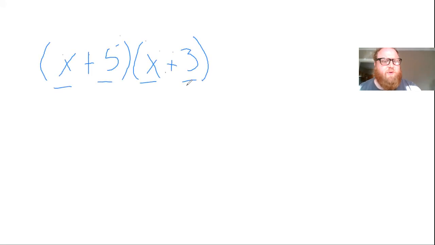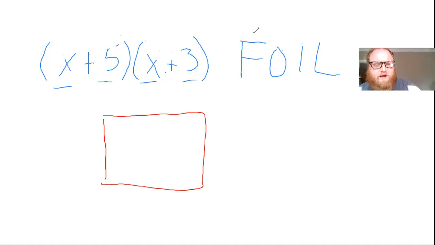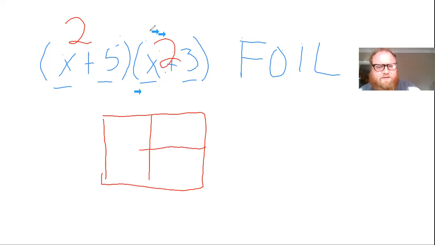First we're going to multiply these with the FOIL method, which you may have learned in school: first, outside, inside, last. But I like to use the box method. So draw a box. Now how many squares do we need? Since we have two terms here and two terms here, we multiply 2 times 2, so that gives us 4 boxes.